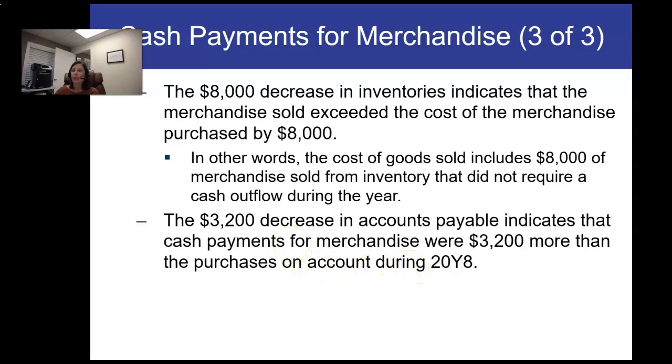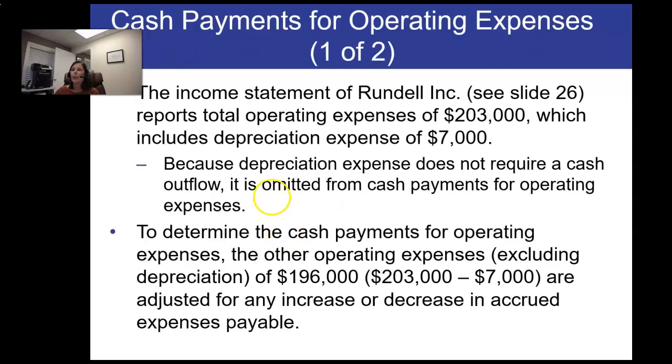And I'm not going to just reiterate what's on this slide. Now we get to cash paid for operating expenses. Now, we had total operating expenses of $203,000, which includes depreciation. So we need to back that out of there, and we need to deduct the $7,000 from the total expenses because we're not going to treat the depreciation in our operating section. So we're really going to start with operating expenses of $196,000.